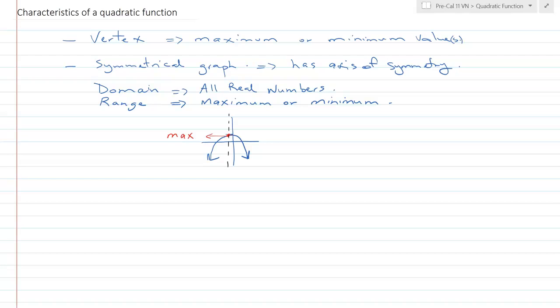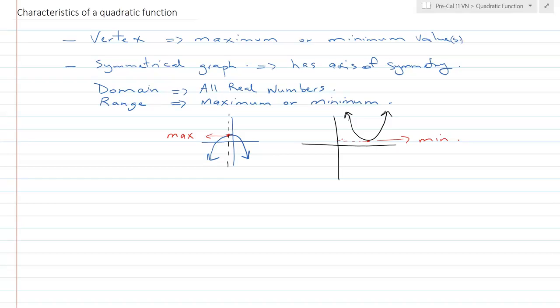But if you have a graph that is, let me do a quick sketch, a regular upside-up graph like that, in this case you will see that there is a minimum value right here. That's the minimum value, and that is the range. Whether it's upside down or upside up influences what the range will be. All right, so those are the characteristics.